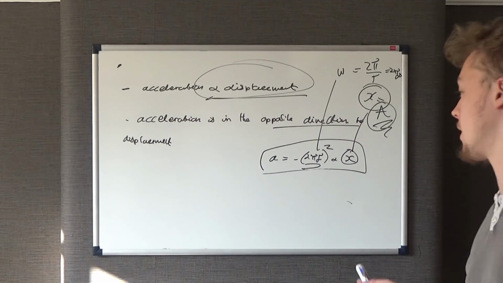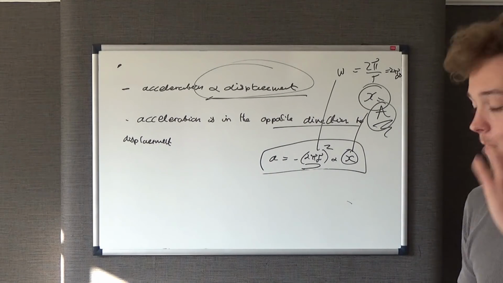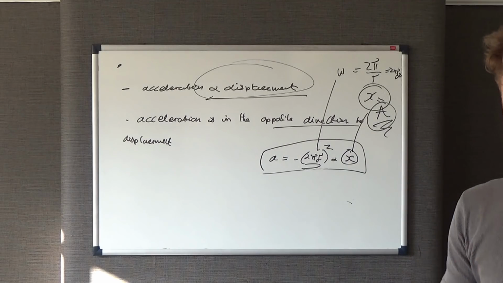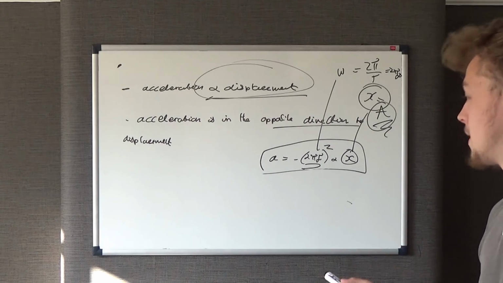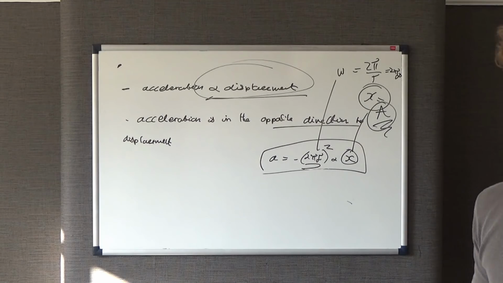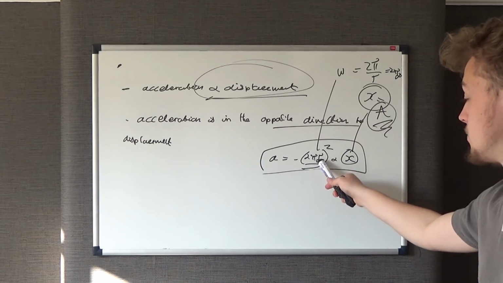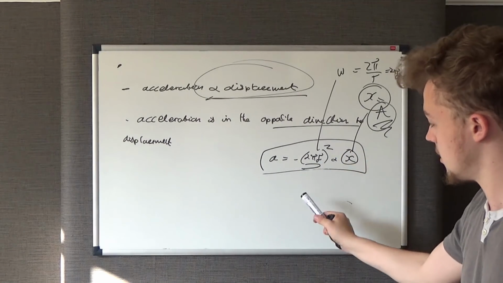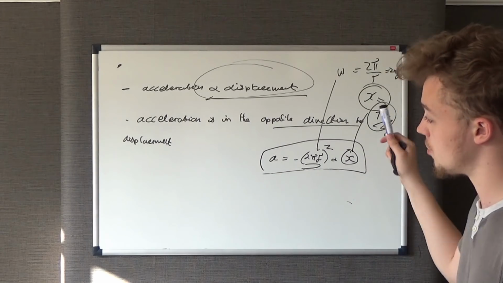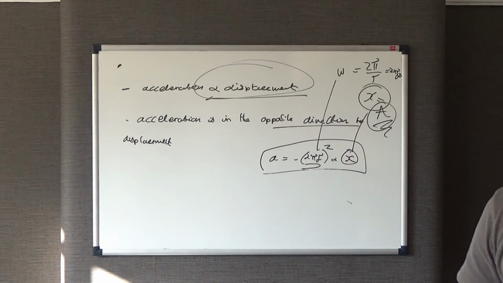But all you need to be aware of is that x represents displacement, and 2 pi over T, or 2 pi f, represents angular speed. There's a negative there, and the angular speed is squared, but remember the negative is outside the brackets, so the acceleration will be negative.